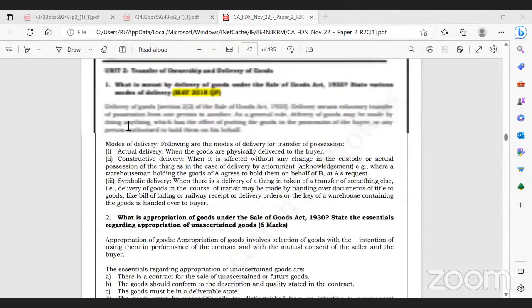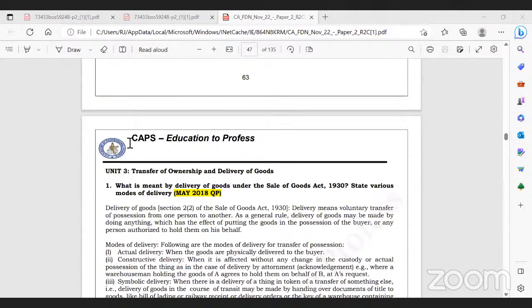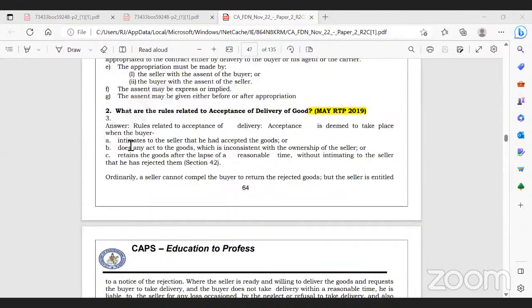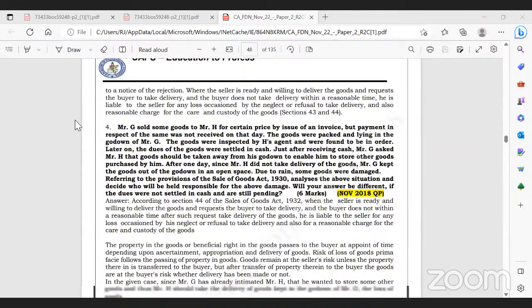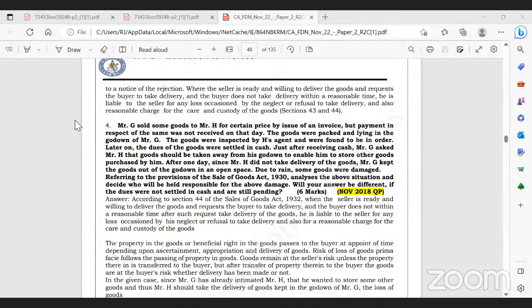Compensation. Next. Unit 3, transfer of ownership and delivery of goods. Mr. G sold some goods to Mr. H for a certain price by issue of an invoice, but payment in respect of the same was not received on that day. The goods were packed and lying in the godown of Mr. G. The goods were inspected by H's agent and were found to be in order. Later on, the dues of the goods were settled in cash.